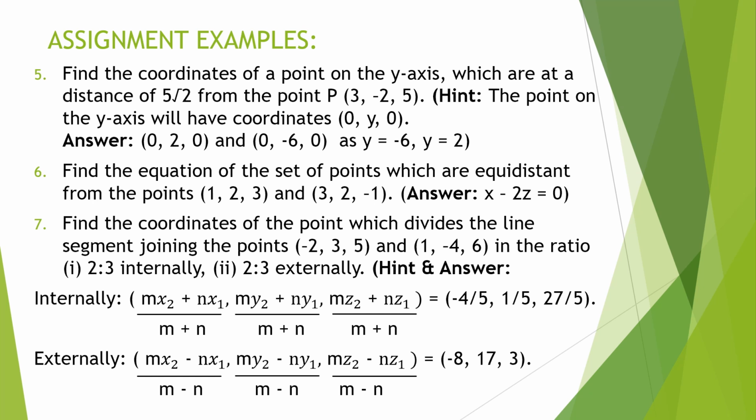Sixth one, find the equation of the set of points which are equidistant from the points (1, 2, 3) and (3, 2, -1). We have done a similar example. The equation will be x minus 2z equal to 0.